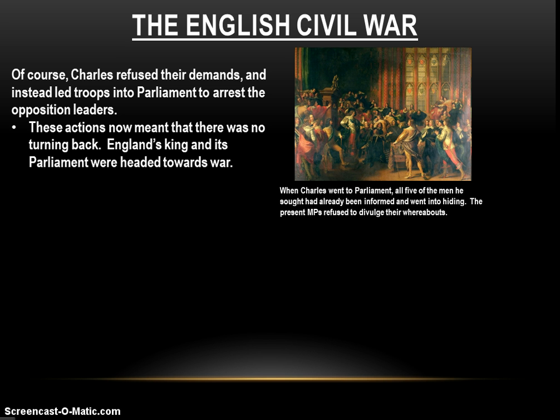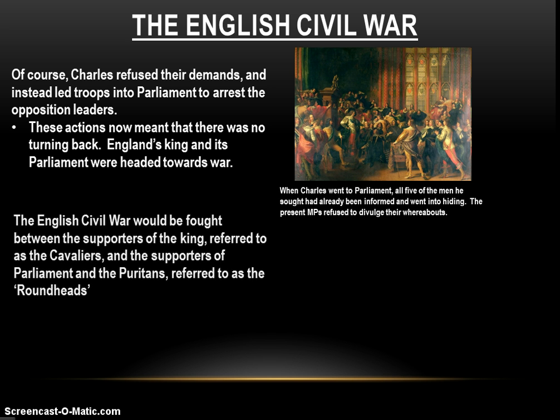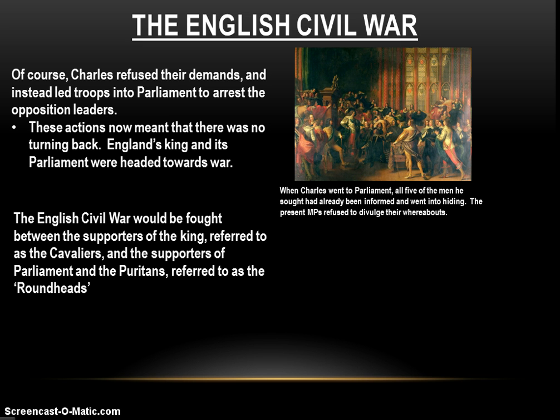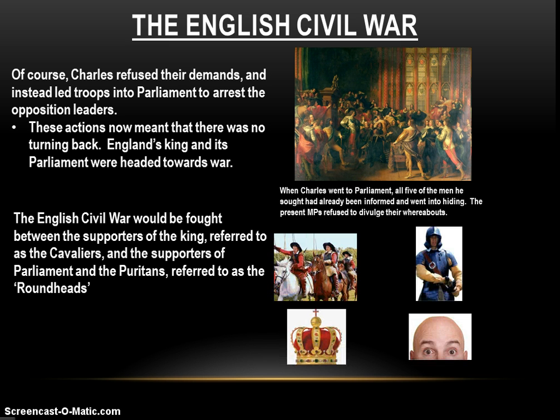The conflict between king and Parliament has reached a boiling point, and now England's king and his Parliament are headed towards war. The English Civil War is going to be fought between the supporters of the king, referred to as the Cavaliers, and the supporters of Parliament and the Puritans, known as the Roundheads. Why were the king's people called the Cavaliers? Well, they were generally drawn from the king's cavalry corps, and other recruits. The supporters of Parliament and the Puritans were called the Roundheads because they all shaved their heads, so their heads looked round. Yes, the human head is round, but that's why they called them the Roundheads.